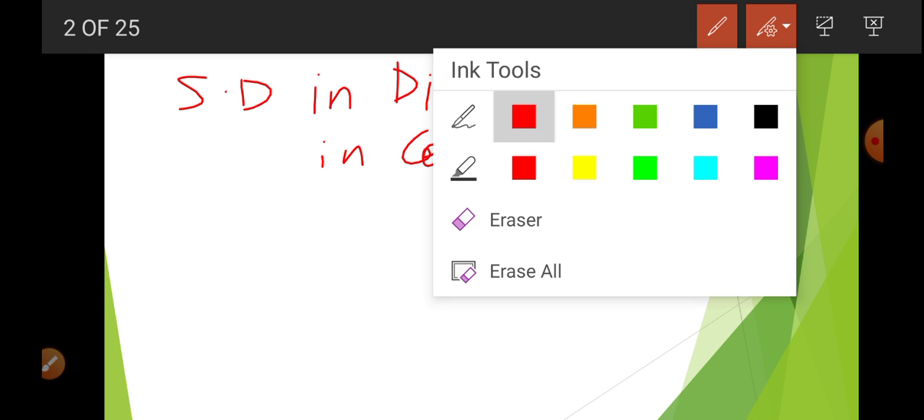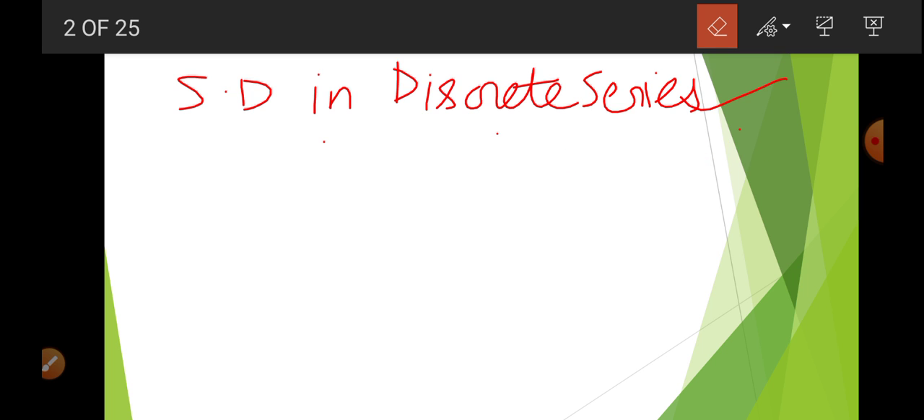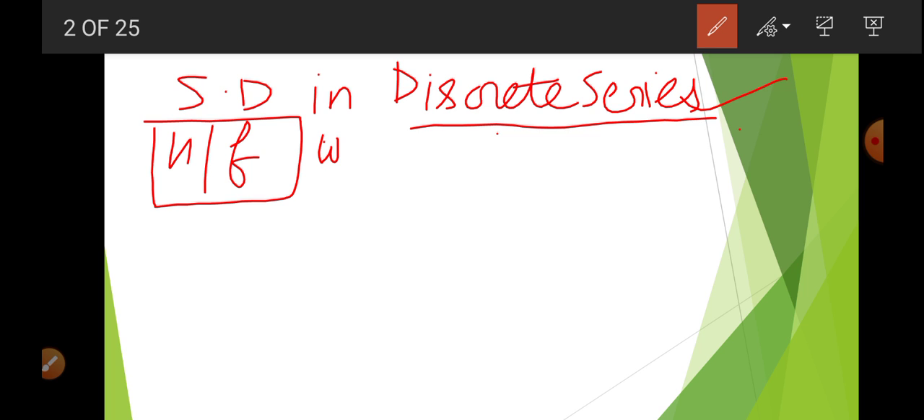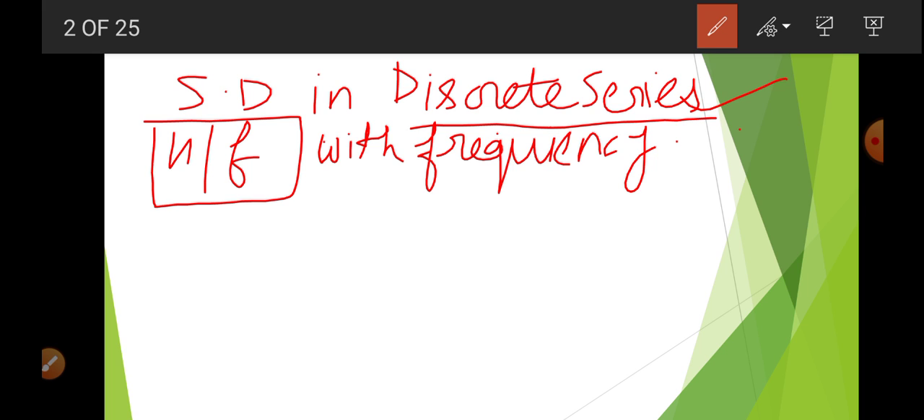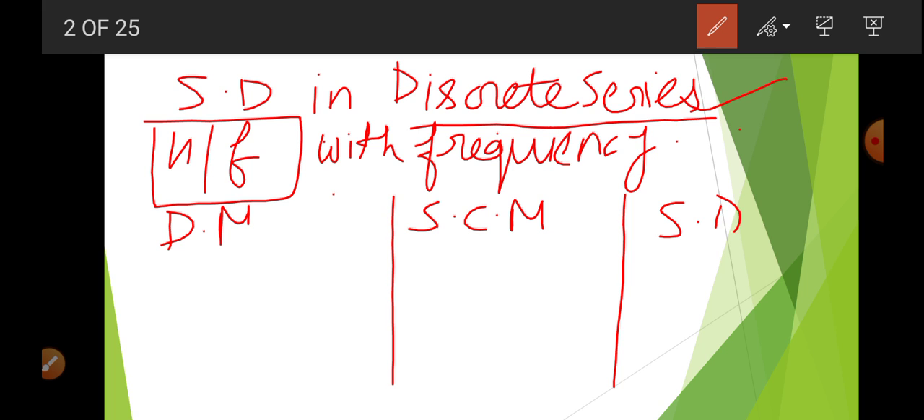First of all, how to calculate in discrete series. So what is discrete series? Discrete series is a series in which the value of x and value of f is given. This is the series with frequency. Okay, student, now there are also three methods. First is direct method, second is shortcut method, and then is step deviation method.